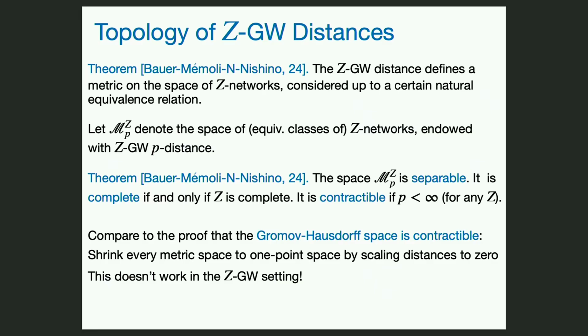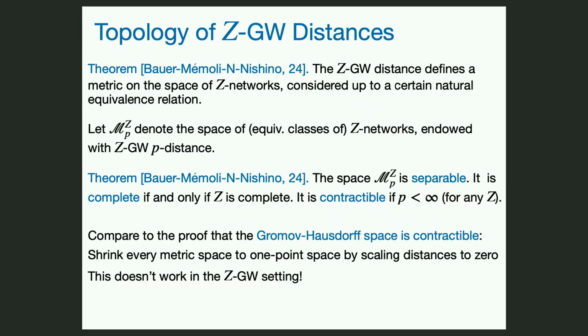Cool? That doesn't work in the Z-Gromov-Wasserstein setting because the ability to do that is based on your target being the real line, which is contractible. If I take Z to be like a 2-point space, for example, then that trick is not going to work. But this theorem works when Z is a 2-point space, when Z is disconnected. But you can see the subtlety here. It doesn't work if P is infinity, which is more like the Gromov-Hausdorff setting.